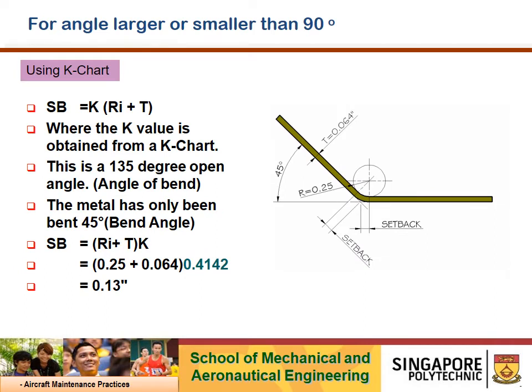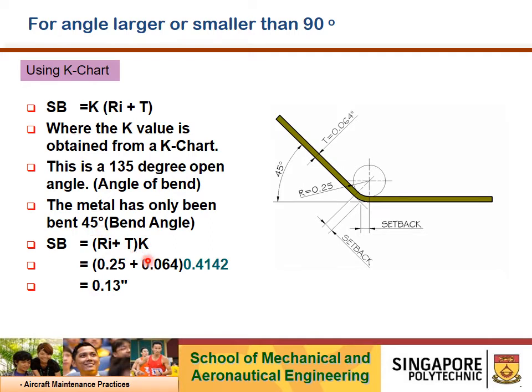Now, of course, if the angle is larger or smaller than 90 degrees, in this case the angle of bend is 135. What do you mean by that? Please take note, the bend angle is 45, and the other side of the angle is known as the open angle, which is also the angle of bend, which is 135 degrees. So the bend angle required is 45 in this case. That means we want the sheet metal to be bent to 45 degrees, which is the bend angle. Please don't confuse. All right, 45 degrees.